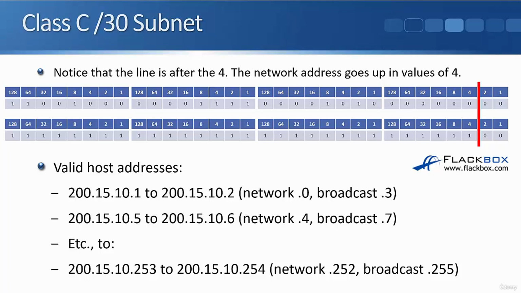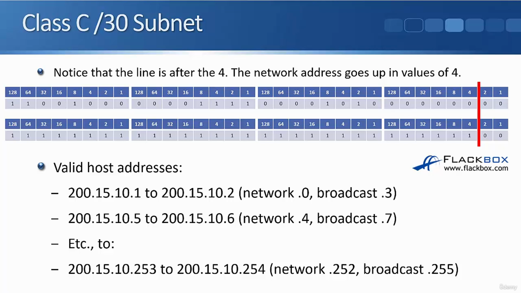Okay, as you look at this, the way that you can calculate what the different valid subnets are going to be, notice where the line is, it's after the number 4. So the network address is going to go up in values of 4. The first network address is .0, the next network address is .4, the next network address is .8, .12, .16, and so on. And because we know the network addresses, we can work out what the broadcast address and the range of valid IP addresses are going to be.